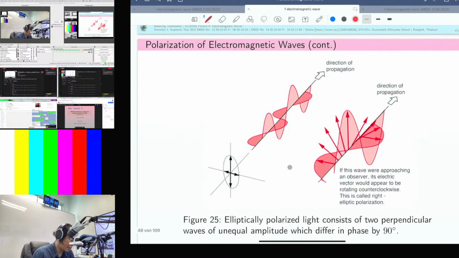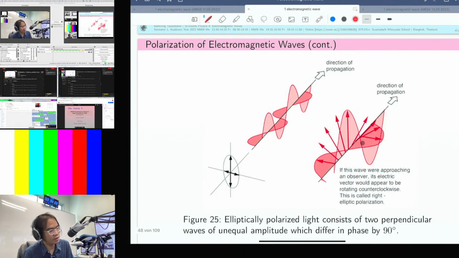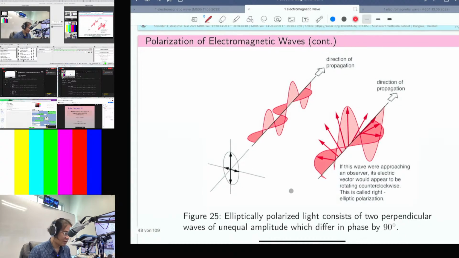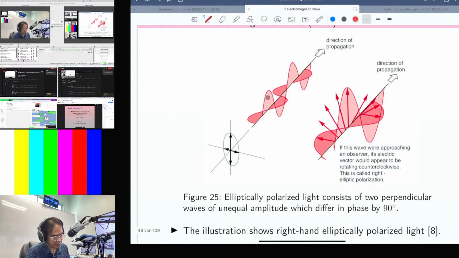Okay, and again, the E field will rotate like this along the propagation direction, but they don't have the same amount of magnitude, because the vertical one has greater E field than the horizontal electromagnetic field, electric field. All right, and the phase difference is still 90 degrees.